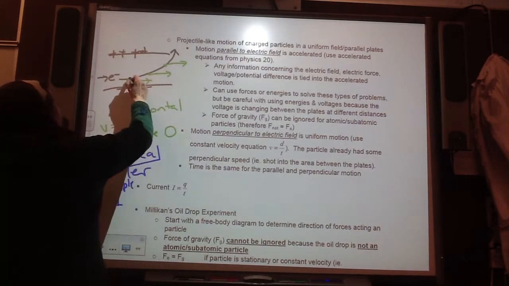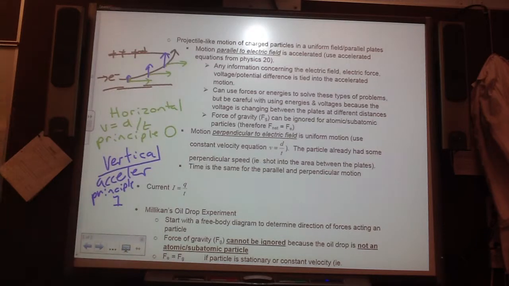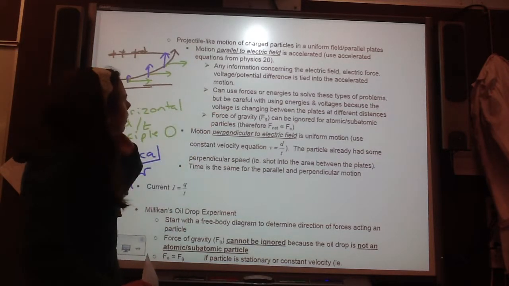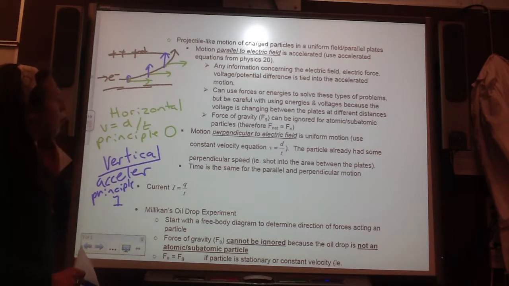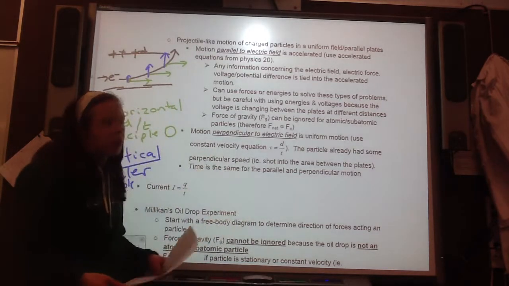So the vertical vectors are increasing because we're accelerating. We can use forces or energies to solve these types of problems, but be careful using energies and voltage because the voltage is changing between the plates at different distances. The force of gravity can be ignored for atomic or subatomic particles, like protons, electrons, alpha particles, etc. Therefore, F net is equal to Fe and Fg, okay?